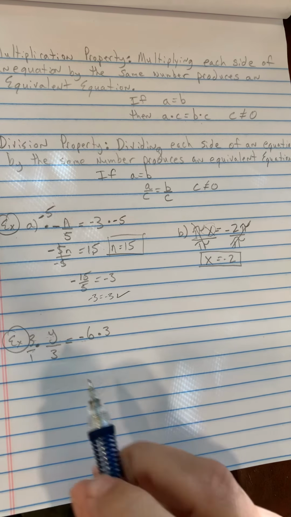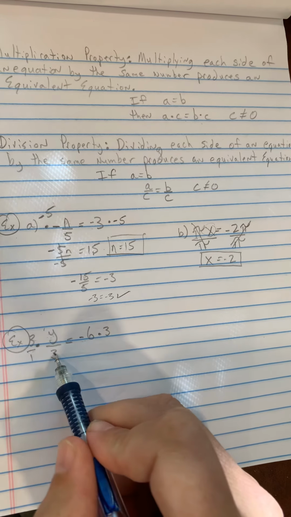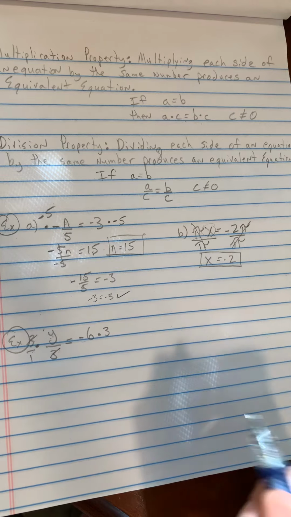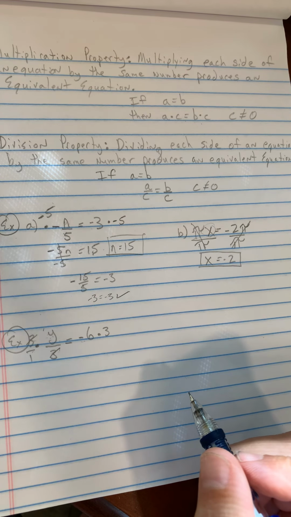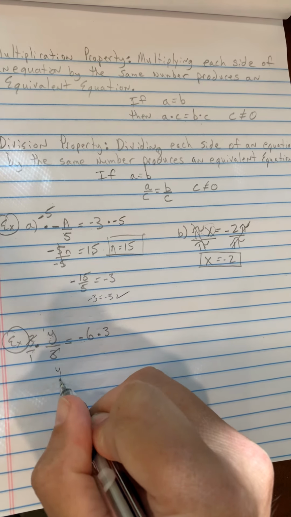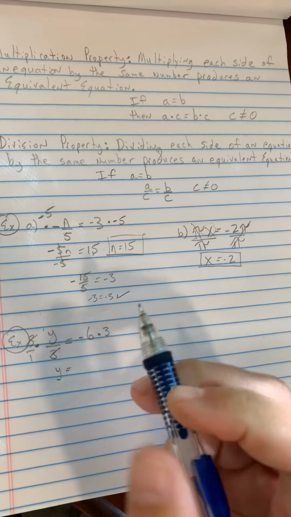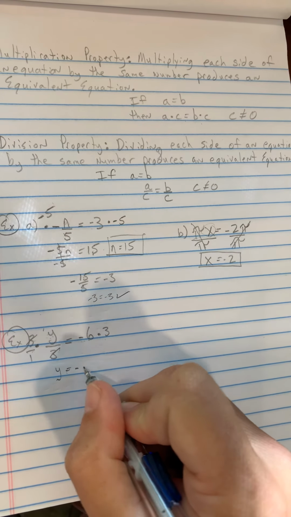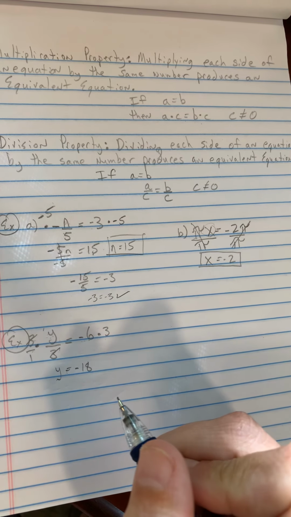Or I want you guys to really get in the habit of just saying, hey, if I multiply by 3, the reason I'm doing that is so those divide into each other and just give me 1. This is y over 1. We don't write that. We just write it as y is equal to negative 6 times a positive 3 would give me a negative 18.